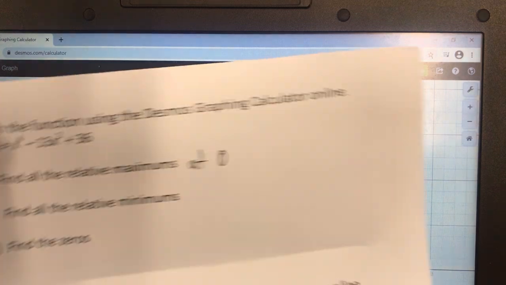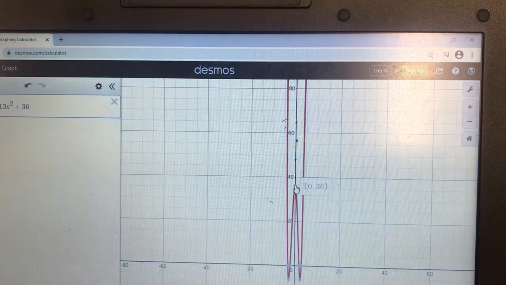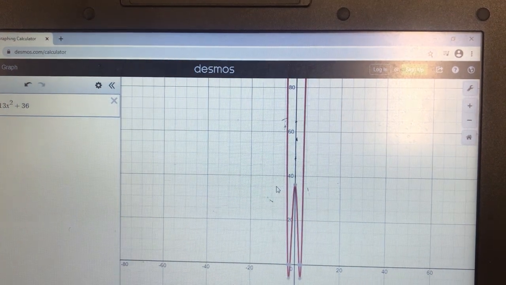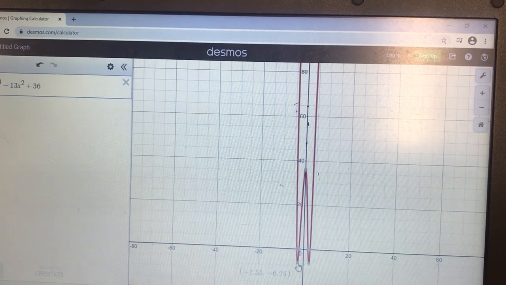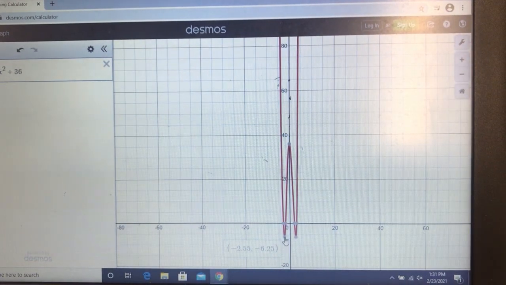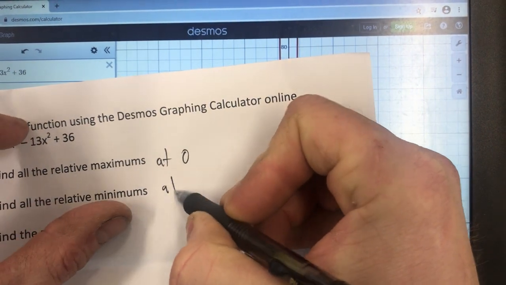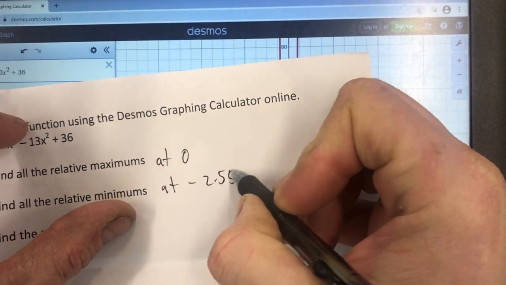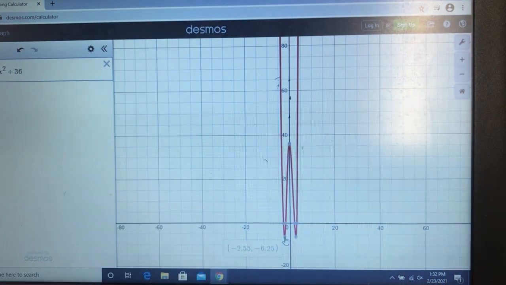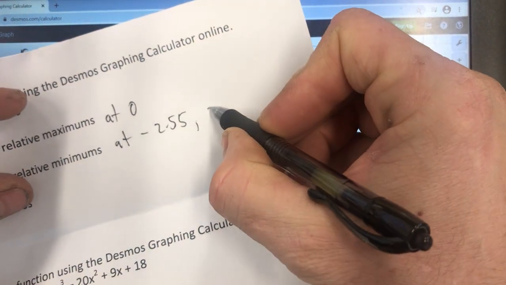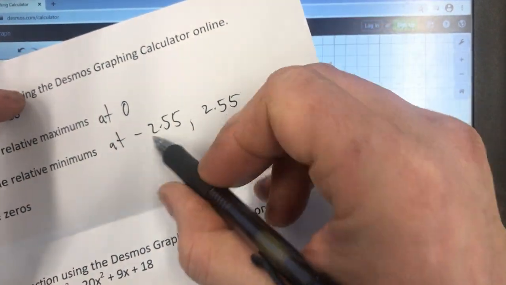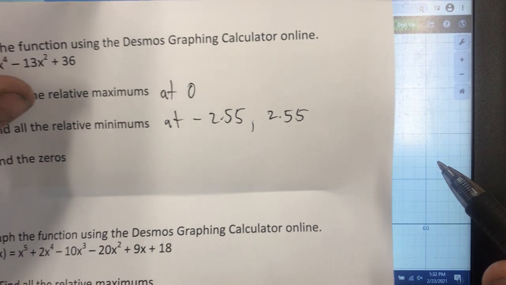And what about the relative minimums? Well, there's two of them down here. See that? So this one, is that on the screen? Here we go. Negative 2.55, so it occurs at negative 2.55. And then this one is positive 2.55. So I'll put down positive 2.55. So there's where my relative minimums are.